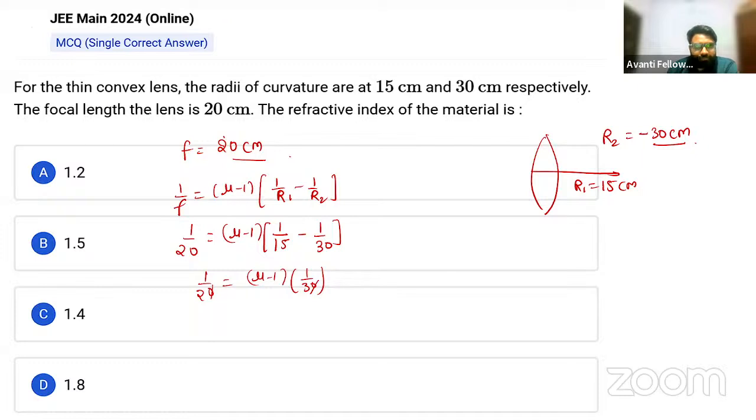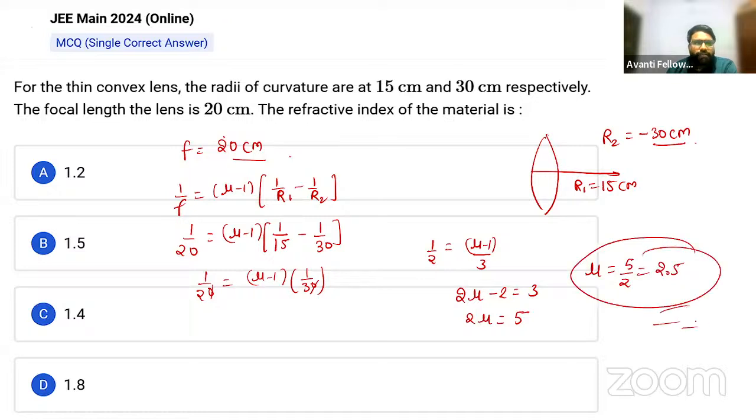So focal length is 1/20. We have put it here. Mu - 1, 1/R1 is 15 and 30. So it's 1/2 (mu - 1)/3. Cross multiply will give you 2 mu - 2 is equal to 3. 3 plus 2 is 5. So mu is coming out as 5/2. According to me, mu is coming out as 5/2, which is 2.5.